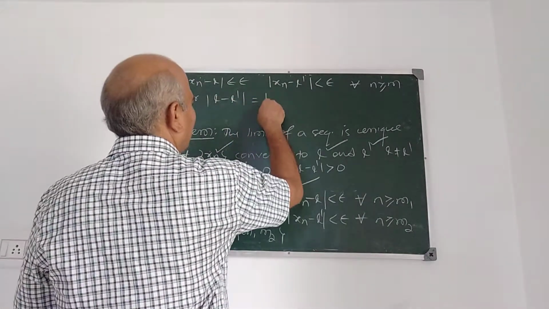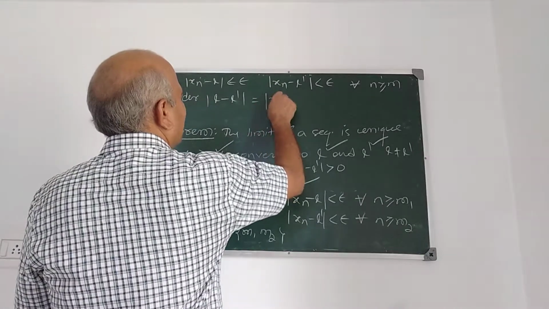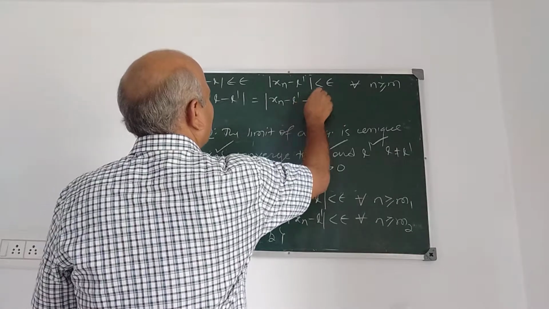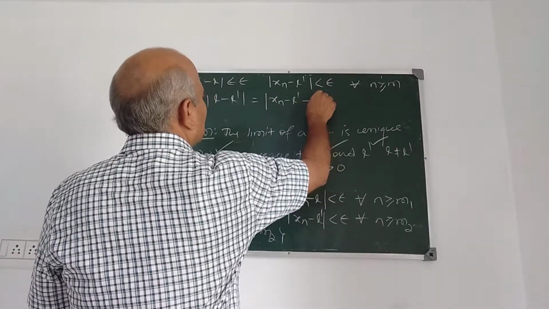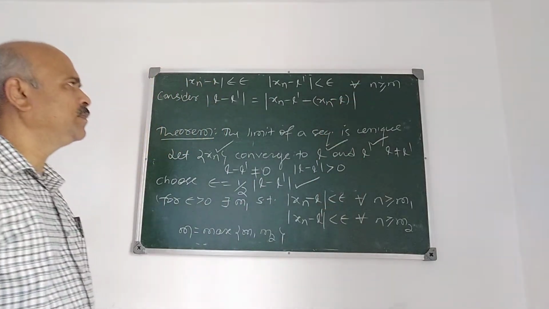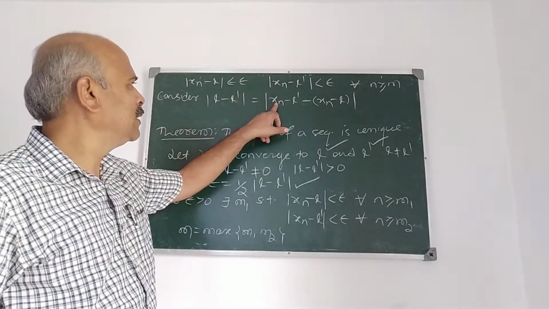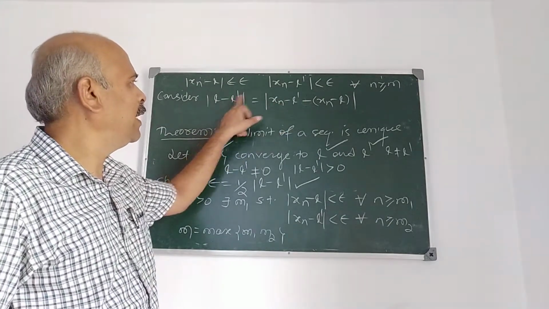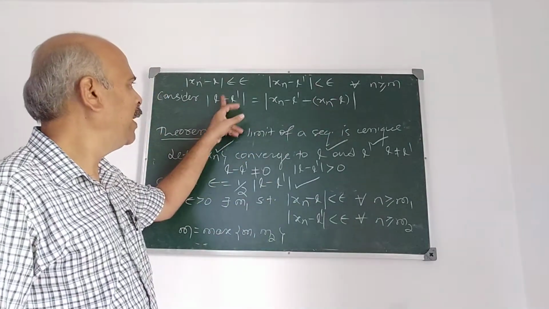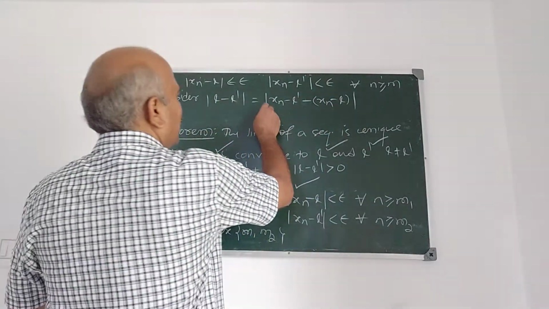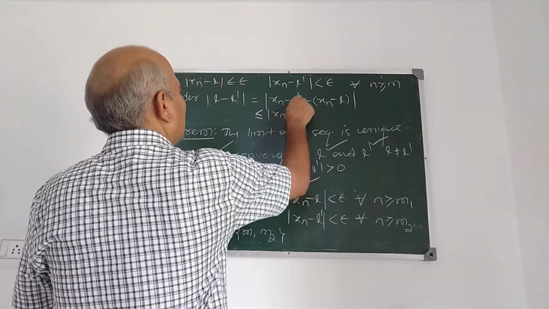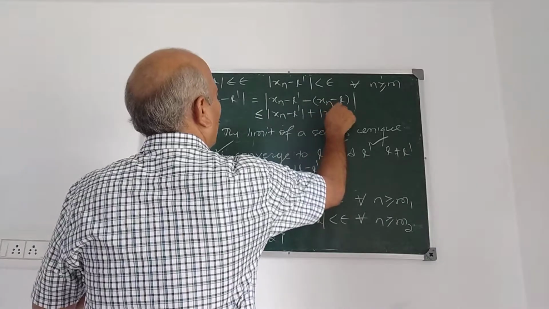Mod L minus L dash can be written as mod xn minus L dash plus or minus of xn minus L. Am I correct? This L minus L dash is written as xn minus L dash minus of xn minus L, because by rearranging this term we get this. It is less than or equal to mod xn minus L dash plus mod xn minus L.